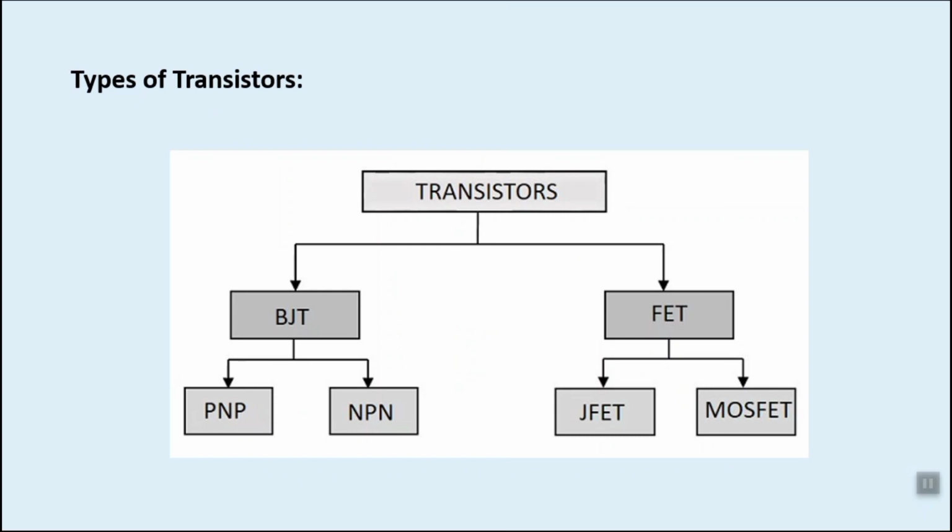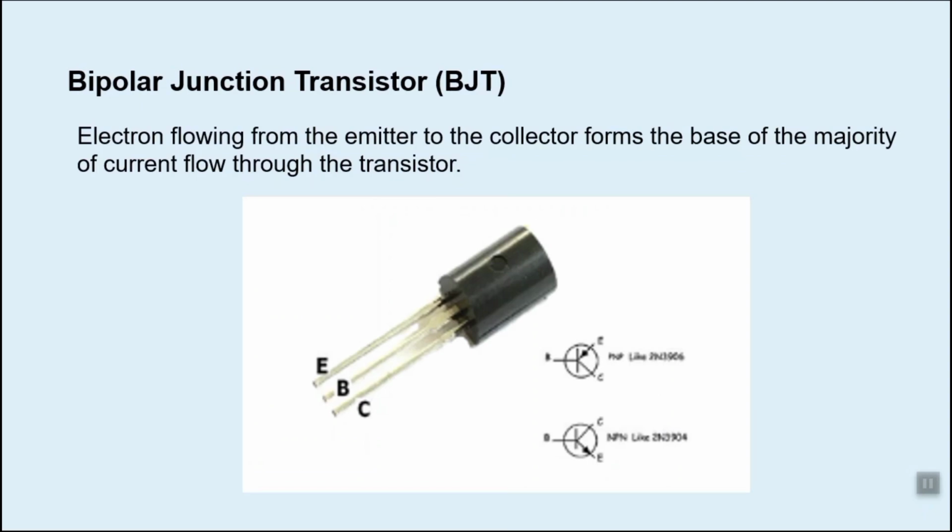In this lecture, we will discuss BJT in detail, which is further classified into PNP transistor and NPN transistor, and FET is further divided into JFET and MOSFET. In this lecture, details of BJT will be discussed. BJT is a type of transistor that is commonly used in electronic circuits. BJTs consist of 3 layers of semiconductor material, with either 2 p-type layers and 1 n-type layer called a PNP transistor, or 2 n-type layers and 1 p-type layer called an NPN transistor.